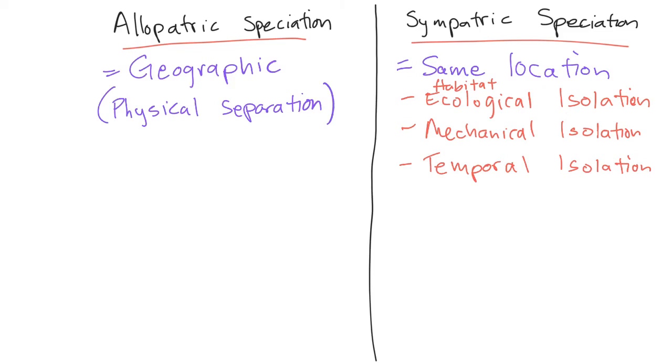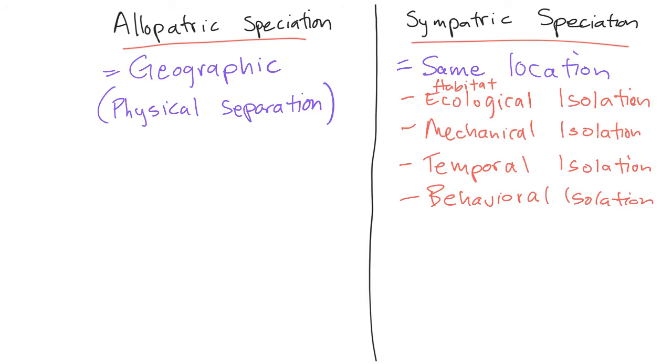Interesting. All right. Any other ones? There's more. Yeah, behavioral. All right. So behaviors could adapt or could arise. That could produce separation within an area as well.